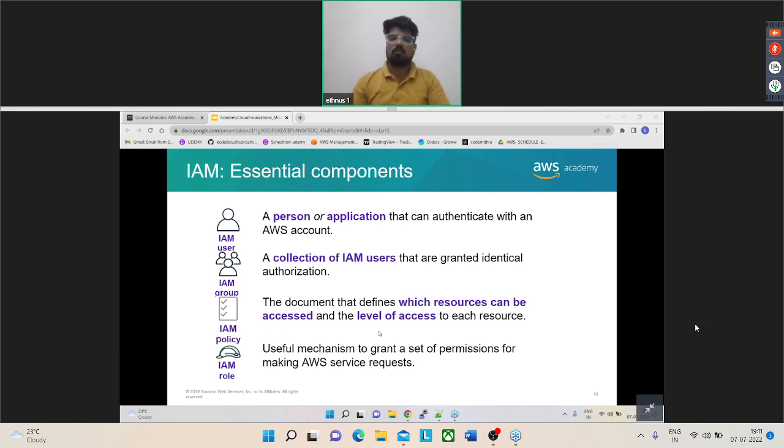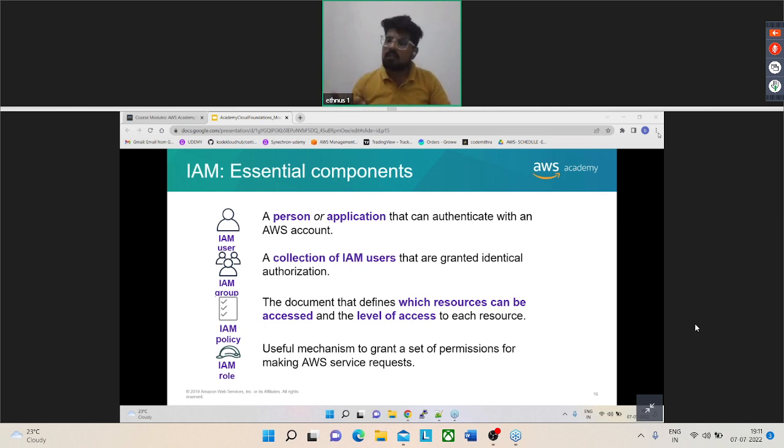Let's check out the first one, that is IAM user. A person or application that can authenticate within an AWS account. So IAM user simply means a person, a user. Suppose I have an AWS account and you all are working in my company. So I'm going to create IAM users. IAM users are those who access your AWS account. Suppose I have created 47 IAM users. Each is an individual entity which is used to access your AWS account with authentication. So that is the definition: a person or application that can authenticate with an AWS account.